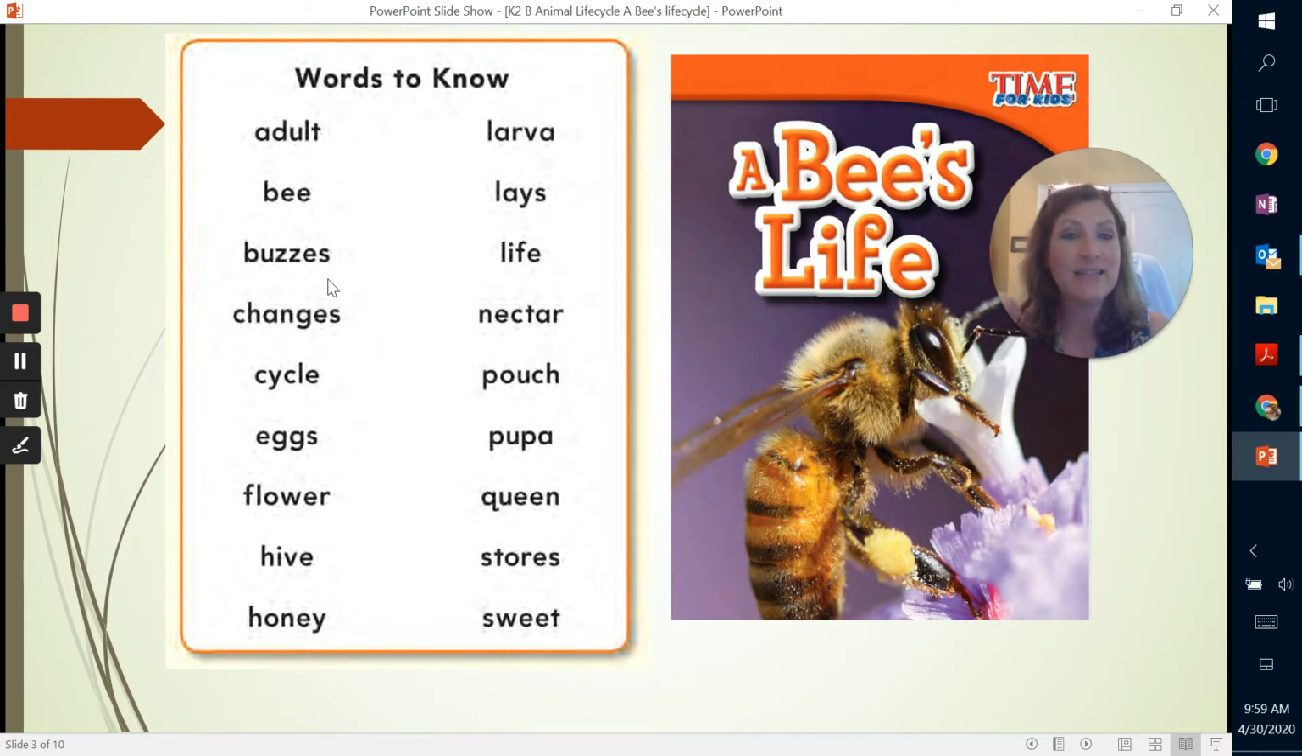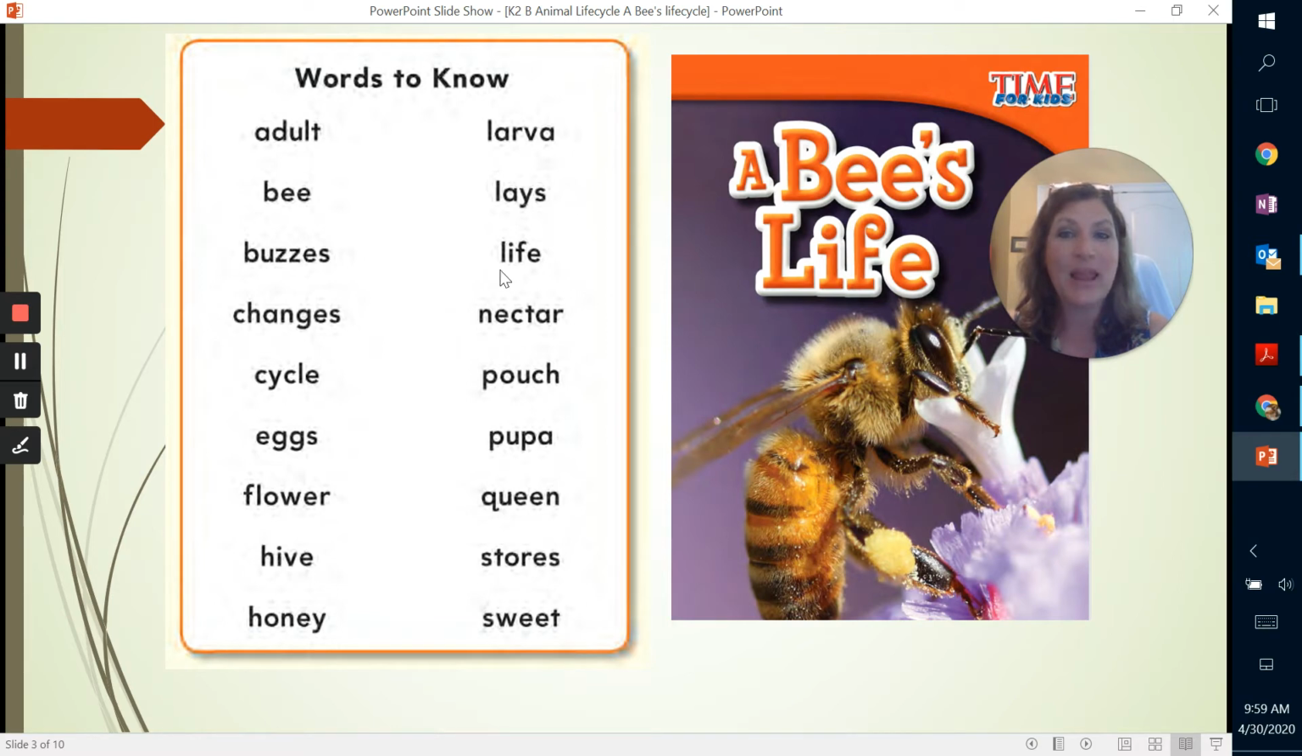Buzzes, that's a sound word. It's the sound that a bee makes. Changes, cycle, eggs, flower, hive, honey. That's what the bees make. Larva, and you will learn what larva is when you start looking at the book, because our standard says that we can use pictures to help us identify information through words and pictures.